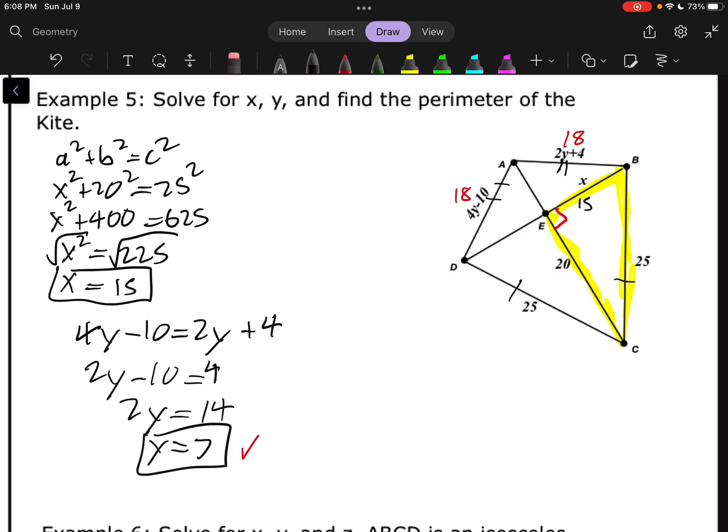And then let's find the perimeter. All right, the perimeter is going to be 18 plus 18 plus 25 plus 25. That's 50 plus 36, that's 86.